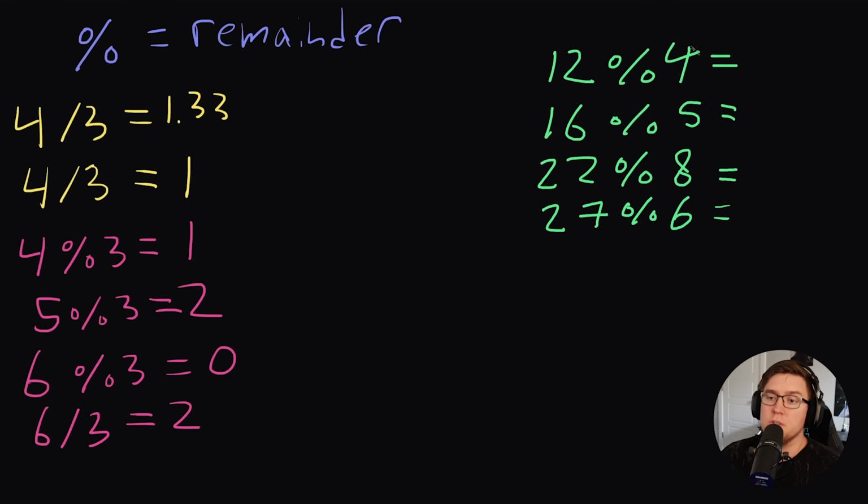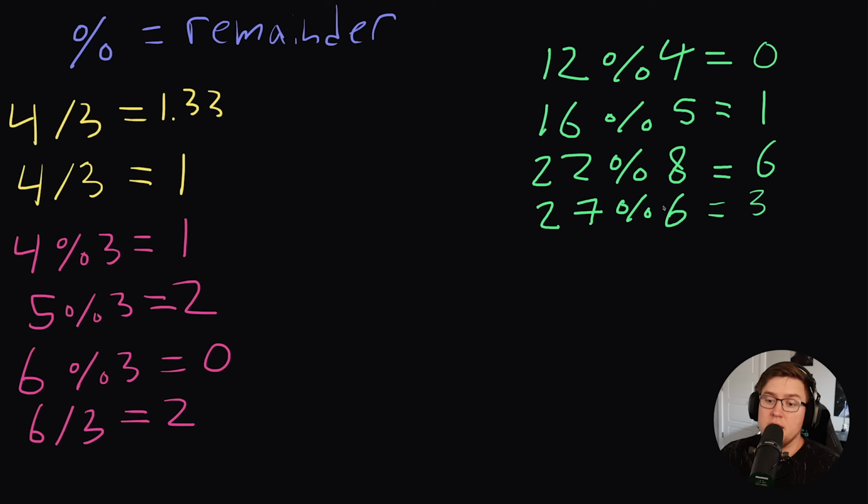Okay, 12 mod 4. So does 4 divide evenly into 12? Yes, 4 times 3 is 12, right? So the remainder is 0. All right, how many times does 5 divide evenly into 16? The answer is 3, right? 5, 10, 15. And the remainder would then be 1. How many times does 8 go into 22? 8, 16, 24. So 24 doesn't work, so it's going to be 16. And then 22 subtract 16 is 6, the remainder. Right? And then 27 mod 6. 6 goes into 27 4 times. 6 times 4 is 24. So a remainder of 3.